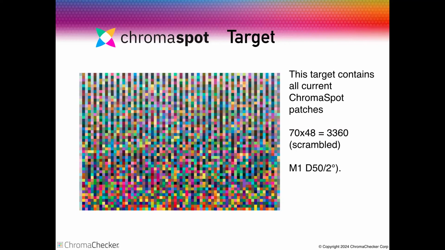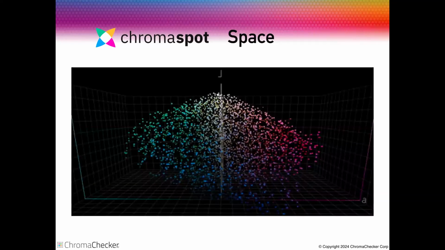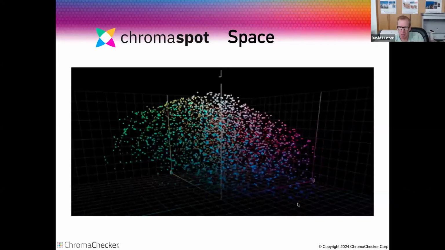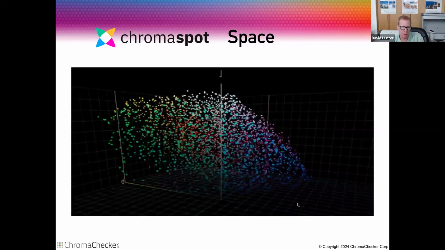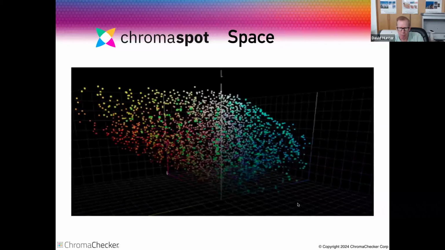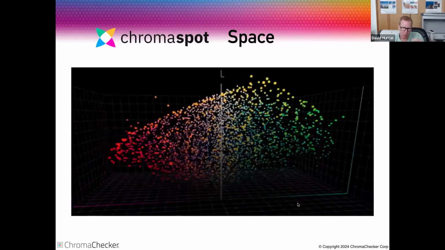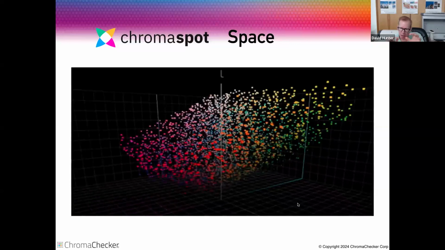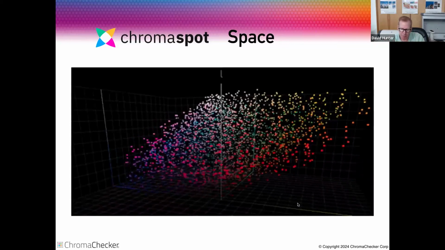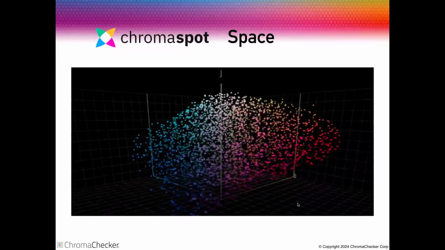Okay, that's all the questions at this moment. Great questions, guys. Keep them coming if you have more. So here's what the ChromaSpot library looks like in a three-dimensional color space. No two colors are closer than about 1.5 delta E, and no two are more than 4 apart. So you don't have colors right on top of one another. They're nicely spaced.